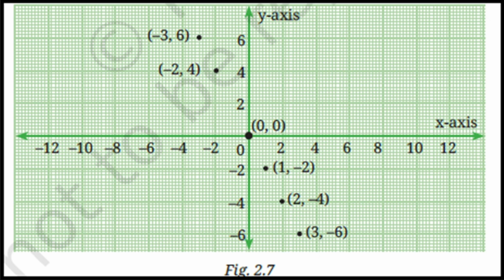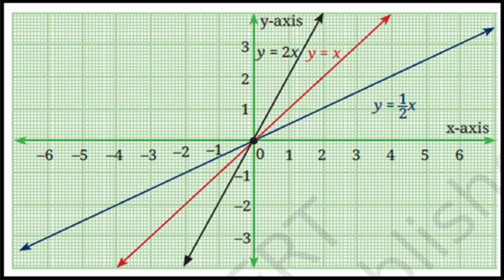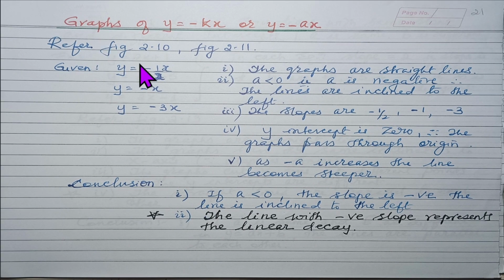So let us go for some more examples of this. Some more examples we'll learn, then it will be clearer to you. Now if you see here, we have the graphs y is equal to minus half x, y is equal to minus x, and y is equal to minus 3x. Let us draw these graphs and understand.